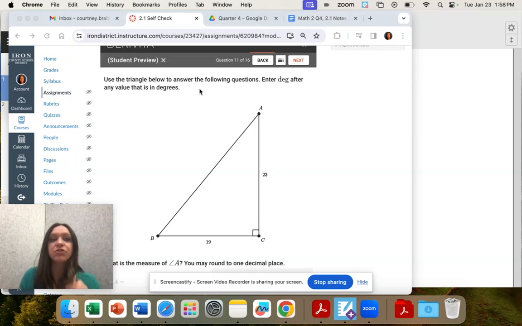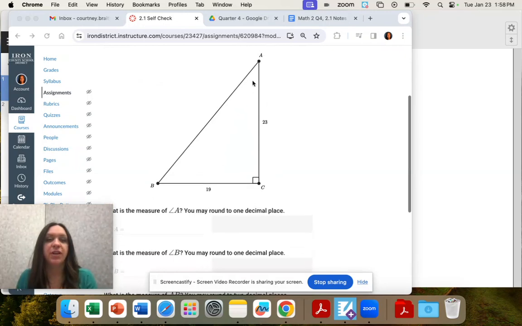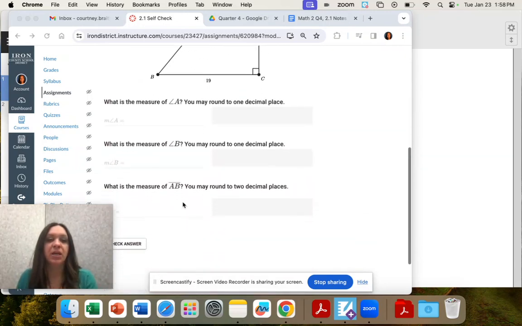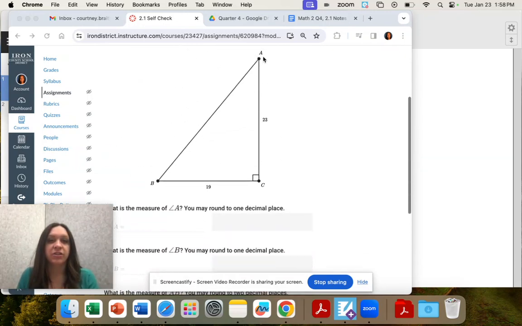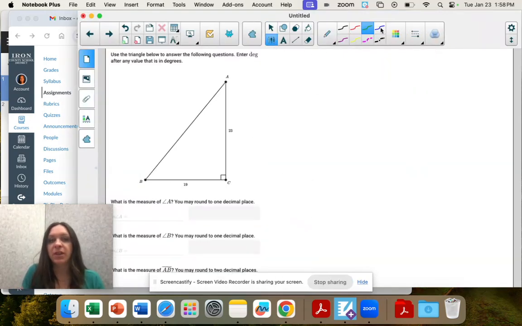Question 11, use the triangle below to answer the following questions. So we want to find the measure of angle A, measure of angle B, and then the third side AB. So let's start with angle A. That's what's asking for first. And we'll label our sides.